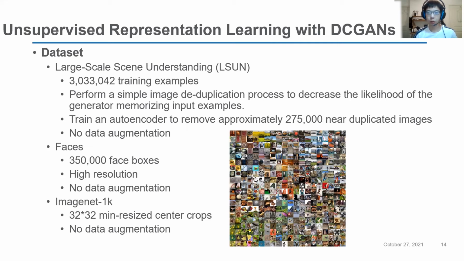LSUN has many images, but some of them are pretty similar. So they train an autoencoder to find out which images have similar features and eliminate them to do the deduplication. Faces is a dataset created by themselves by collecting human face images from random websites. They use OpenCV to draw bounding boxes of faces and ensure the resolution of each image is high. For ImageNet, they perform a min resize and center crop to make the images 32 times 32 pixels. There's no data augmentation for all the 3 datasets.